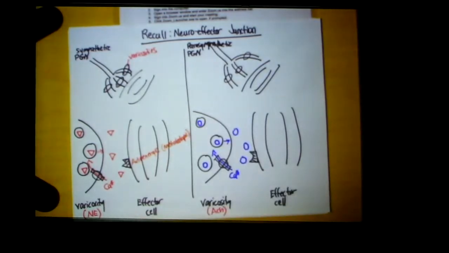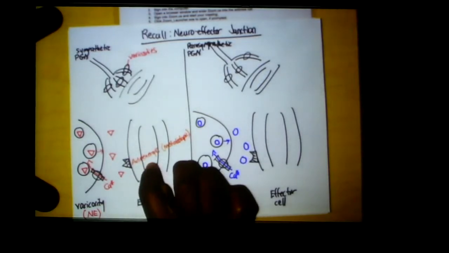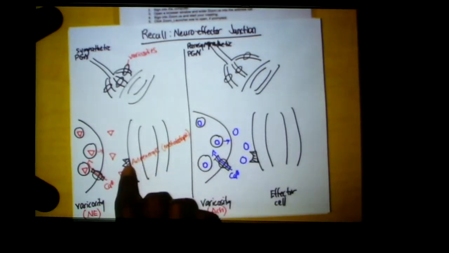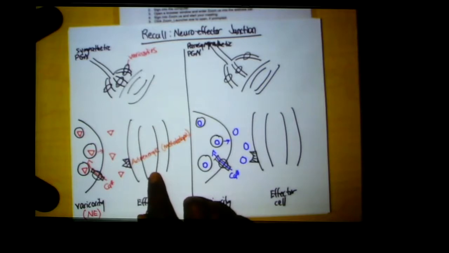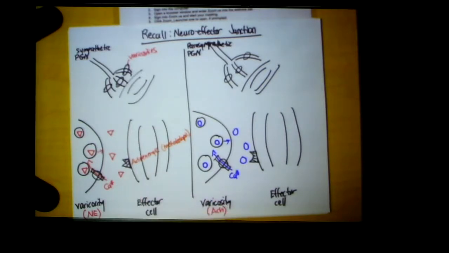Okay, let's say I told you that this effector cell was in cardiac muscle. What type of receptor would this be? If the cell in question is a cardiac muscle cell, a cardiac myocyte, what type of receptor would that be? What type of receptors do we see on cardiac muscle? Is it alpha 1, beta 2, beta 3, alpha 2?